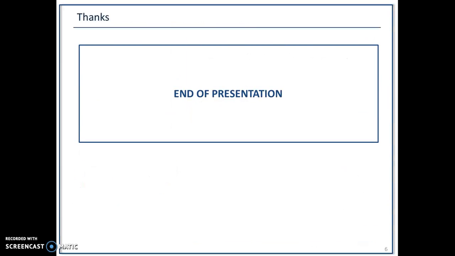In the next session, we'll look at another scheme which is giving a boost to the IT companies, which is the Startup India scheme.